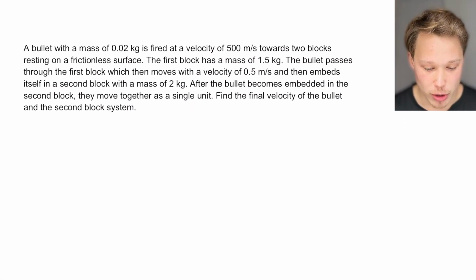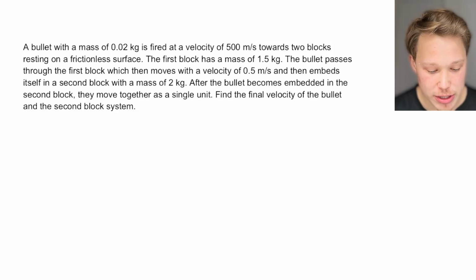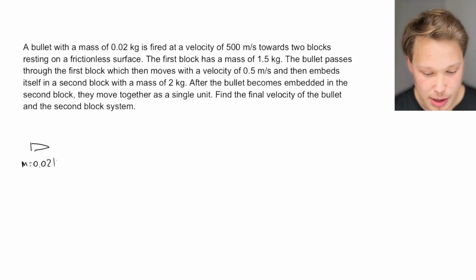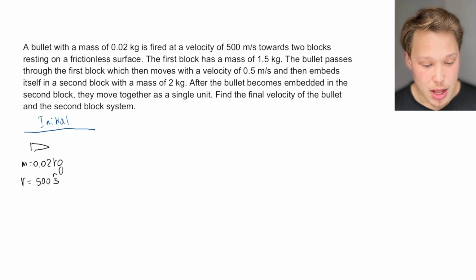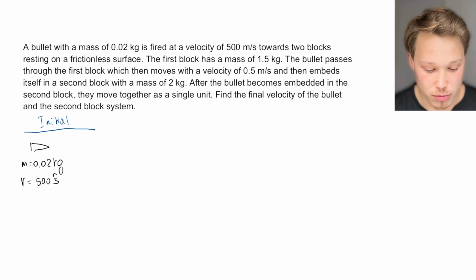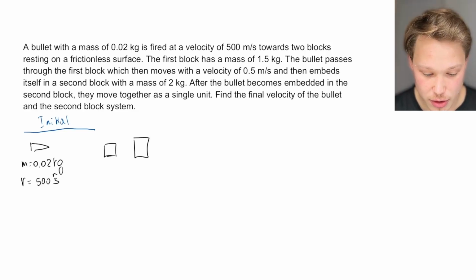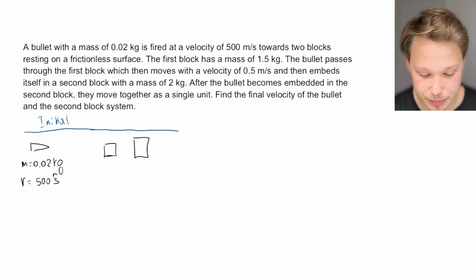Here we'll have a bullet with a mass of 0.02 kilograms that is fired at a velocity of 500 meters per second. So as you can imagine, this is going to be our initial situation, and towards two blocks, they are resting on a frictionless surface. So I could draw these blocks, right? Yeah, let me just draw them.